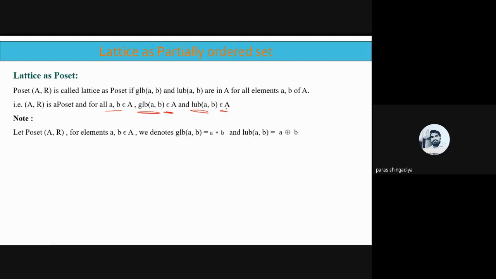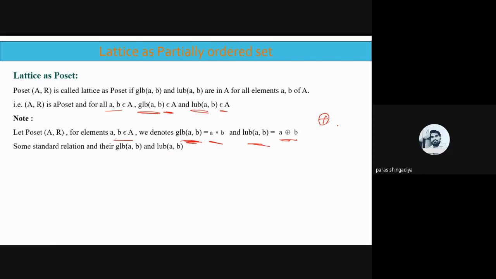And here we have one binary relation to define in the questions. Let (A, R) be a poset, for elements a, b belonging to A. We denote GLB of a, b as a star b, and LUB of a, b as a ring sum b. That symbol is known as a ring sum, a sum with a ring over it. Clear? a ring sum b means LUB of a, b, and a star b means GLB of a, b. Star means GLB and ring sum means LUB.